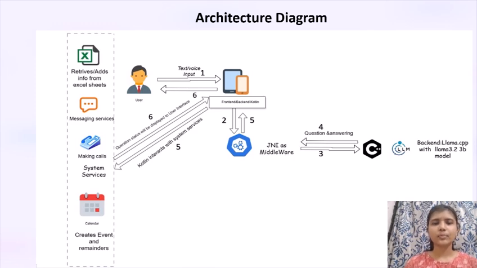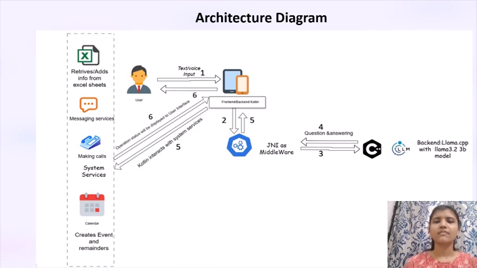Based on the response, the app performs specific actions. If it's a calendar command, it uses Android's intent system to create events. For calls and SMS, it uses SMS manager and call intents to send messages or dial numbers. For questions or general prompts, it simply displays the answer from the LLM in the app.